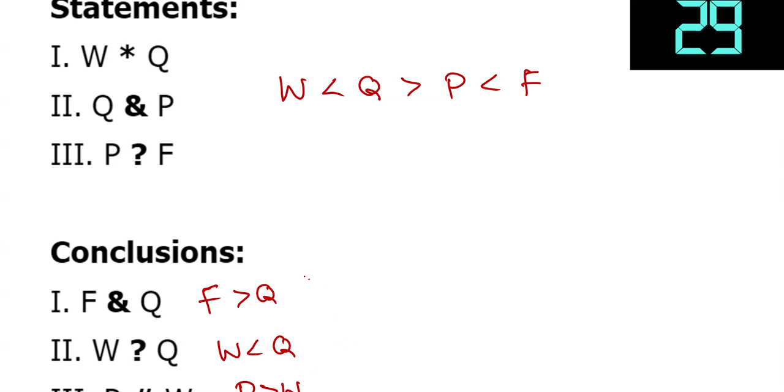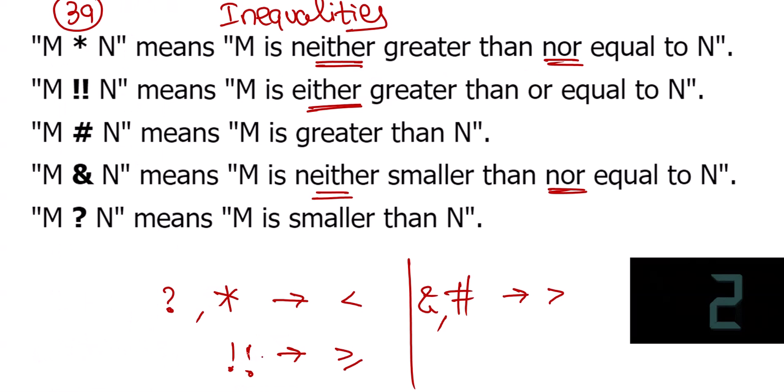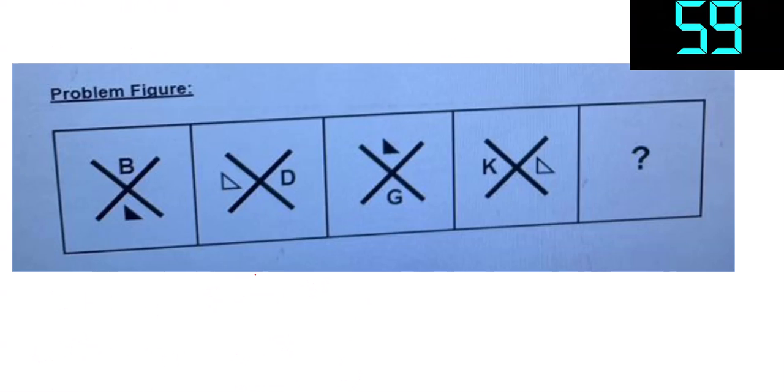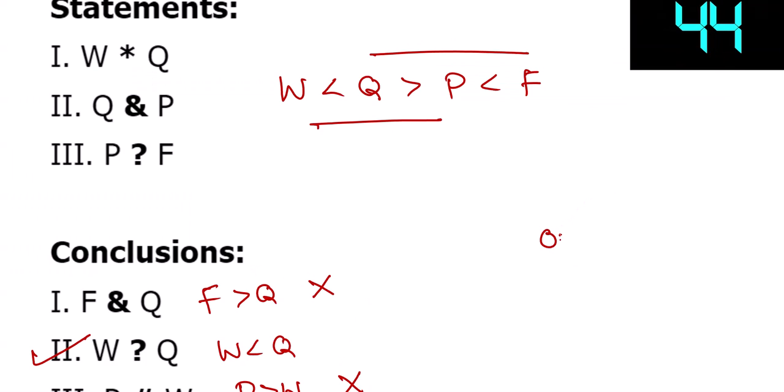Right. So W and Q, in fact, it's correct. They use two different symbols, star and question mark, but star and question mark both relate to smaller than, less than only, directly correct. But between P and W, there is no common symbol. We cannot give relation between that. Between F and Q, there is no common symbol. We cannot give relation between that. So answer is only conclusion 2 follows.